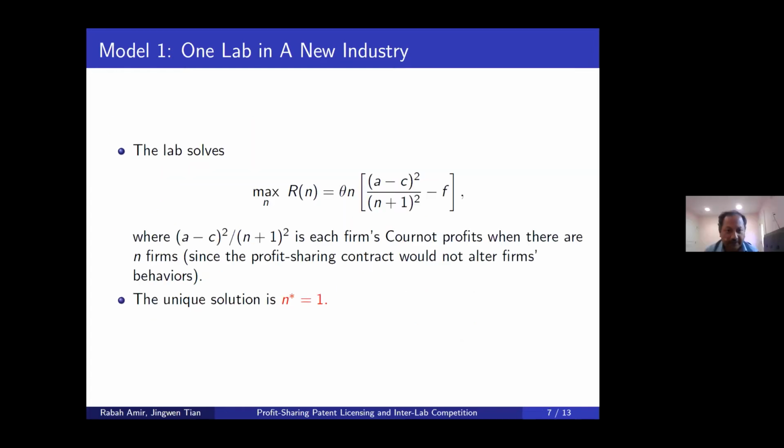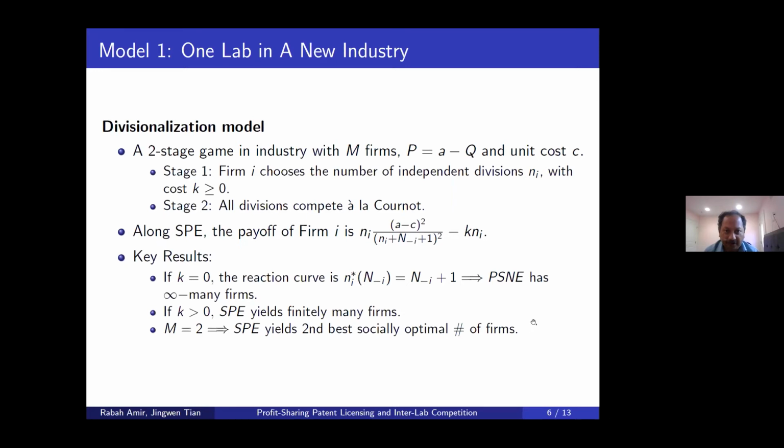Just one little one. So M is the number of firms, and there is one lab, right? No, sorry, I described the situation. So this is the divisionalization game. The M mother firms, so let's forget licensing now. Divisionalization: the M mother firms, and each one decides how many independent subsidiaries it will have. And these slides describe exactly the outcome of this game.